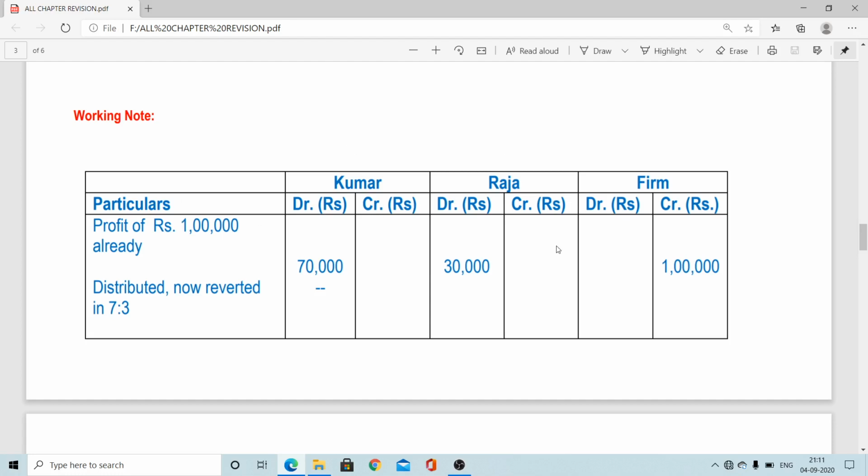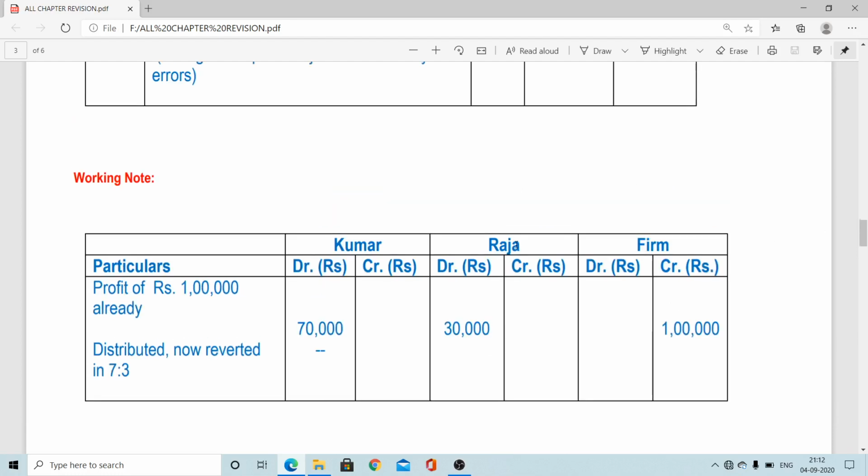Kumar 70, Raja 30. Now it will be reversed. So Kumar will return that. That was actually wrong profit. So Kumar returned 70,000. Therefore Kumar is debited 70,000. Raja is debited 30,000, and it will be credited to the firm. It means revenue will be generated as they return this wrong profit.